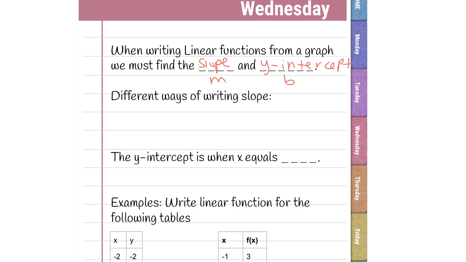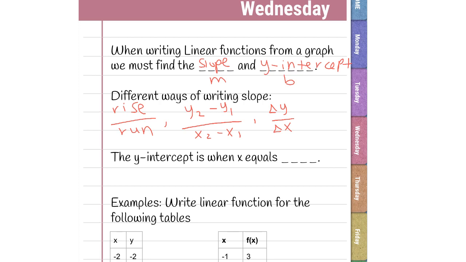So different ways of writing slope, well, we have the rise over run. We have our formula, which is y2 minus y1 over x2 minus x1. And then we have the change of y over the change of x. And these you will use whenever you are given 2 points.